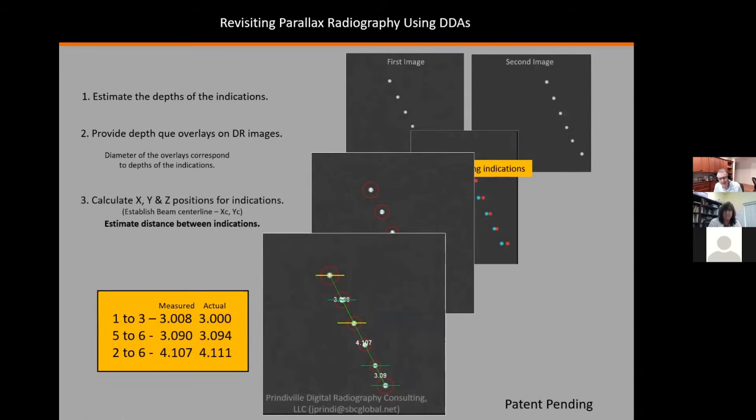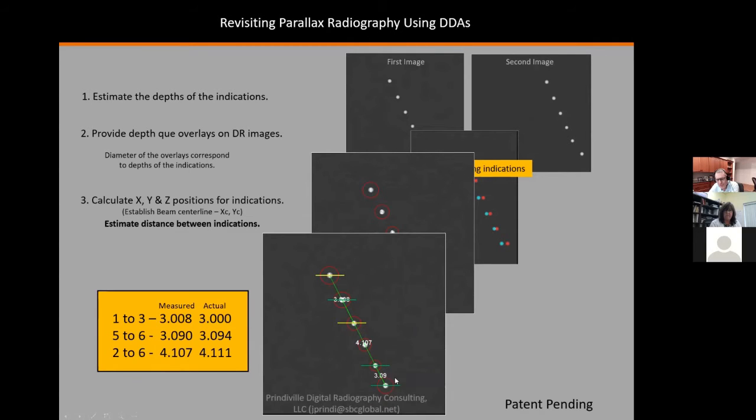Once we do that, we could calculate the actual distances between these things. So these indications are in sequence, number 1 up here, number 6 down here. So if I look at the distance between indication 1 and 3, it shows it's a little over 3 inches. And interestingly enough, if I look at the distance between indications number 5 and number 6, it's also a little over 3 inches.